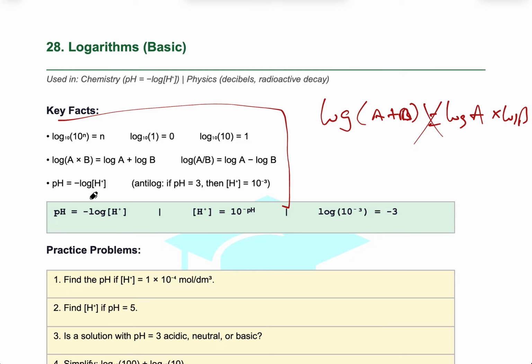Then you have pH. Of course, as science students, you know the formula for pH. That's negative log of concentration of what? H. By the way, I'm going to teach you how you can find the logarithm of numbers without using a calculator as well. But that will be in another video.